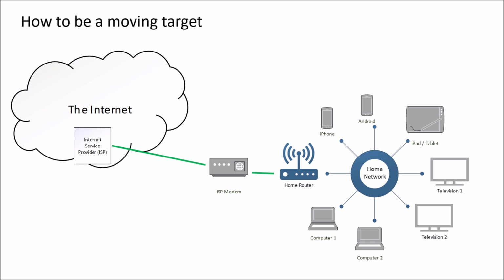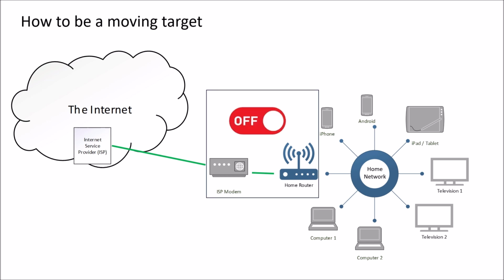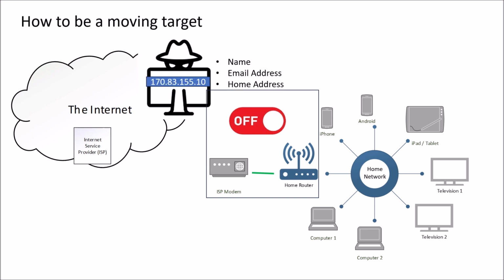So what can we do to prevent that, right? We saw that we can turn it off, and that breaks our connection. And then what happens when we turn it on again? Well, when we're turned off, the bad actor can't get to it, right? He's like, oh, where did that connection go? 170.83.155.10, I can't find it anymore.